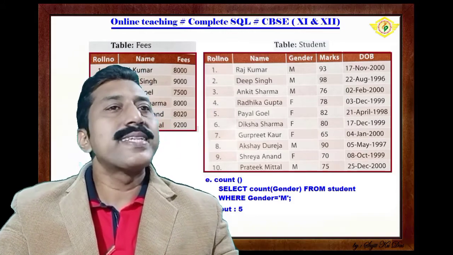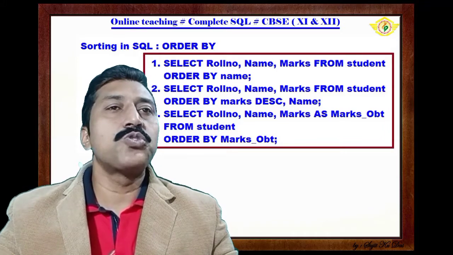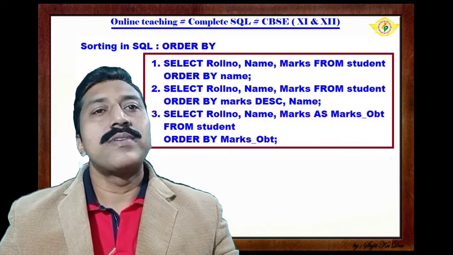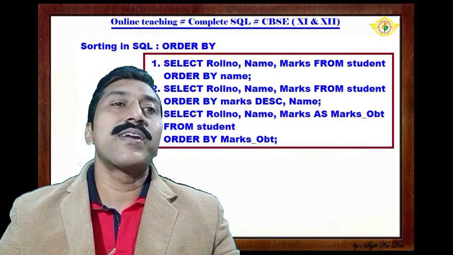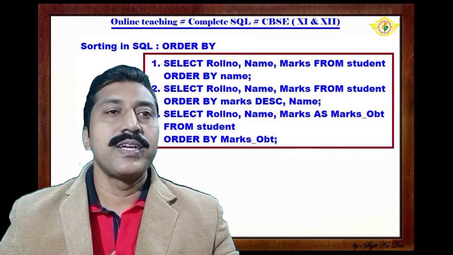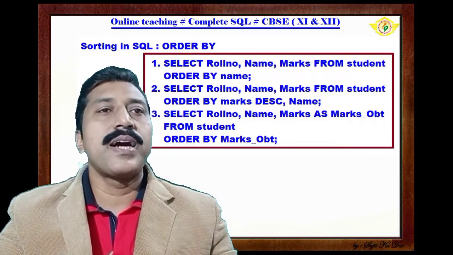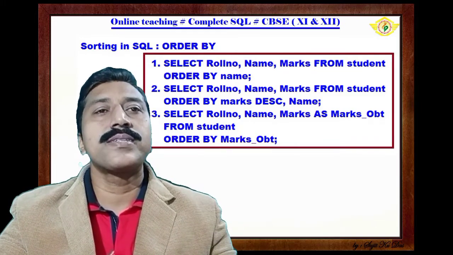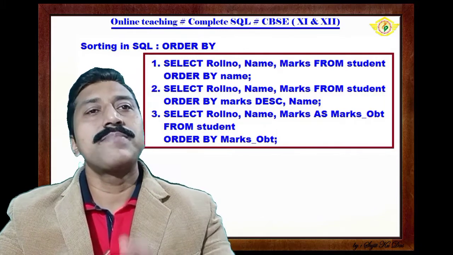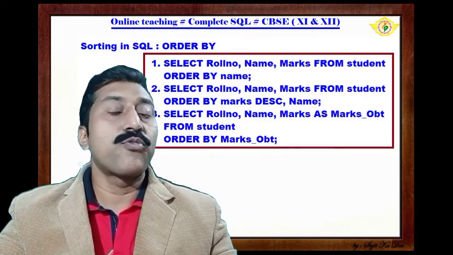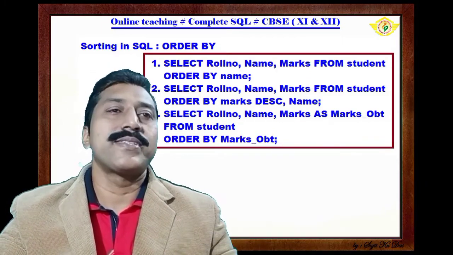Now students, we will discuss sorting in SQL, the order by clause. This clause is used to sort data in ascending or descending order. The order by keyword is used to sort it. Let us see how to use it. Suppose we want to display the roll number, name and marks of students on the basis of their marks in ascending order. How to write? Select roll number, name, marks, next line from student, then write order by name. So name-wise it will be arranged.